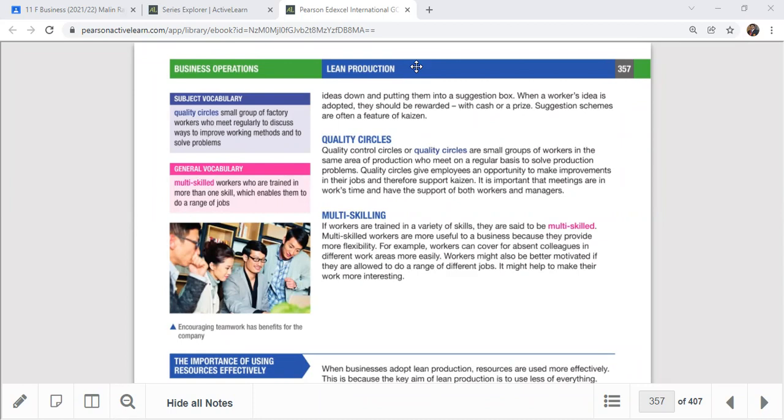Quality circle. The next one is the quality circle. You can see the definition: a small group of factory workers who meet regularly to discuss ways to improve working methods and to solve problems is called a quality circle. So a quality circle is a small group of workers in the same area of production who meet on a regular basis, like a departmental meeting, to solve the problems in their own department. So quality circles give employees an opportunity to make improvements in their jobs and therefore support Kaizen.